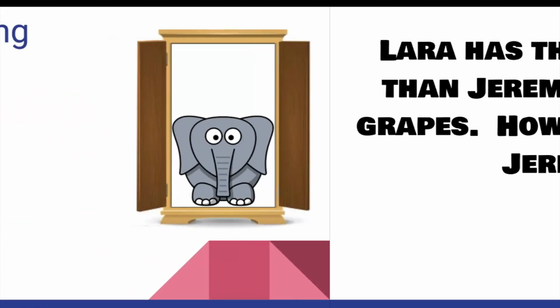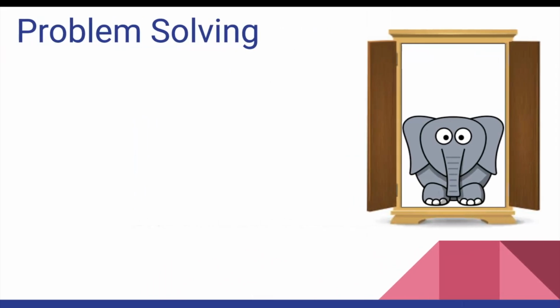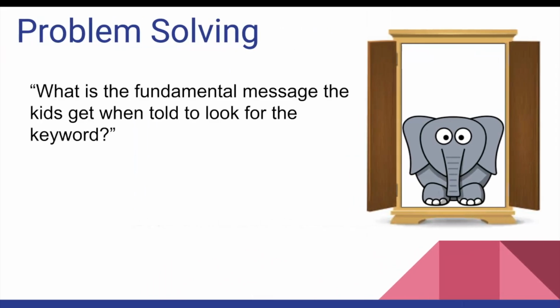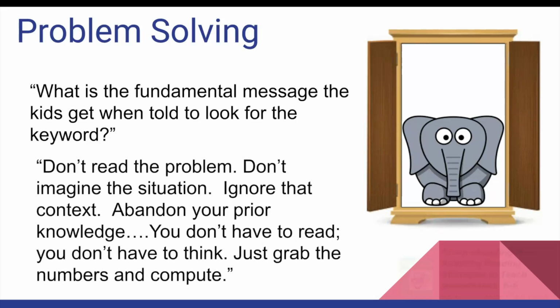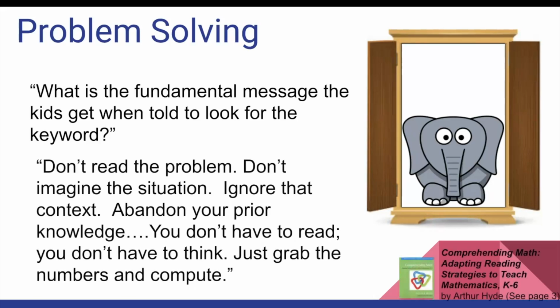So this is called the elephant in the room that we want to talk about at the very beginning. What is the fundamental message the kids get when told to look for the key word? Don't read the problem. Don't imagine the situation. Ignore that context. Abandon your prior knowledge. You don't have to read. You don't have to think. Just grab the numbers and compute.